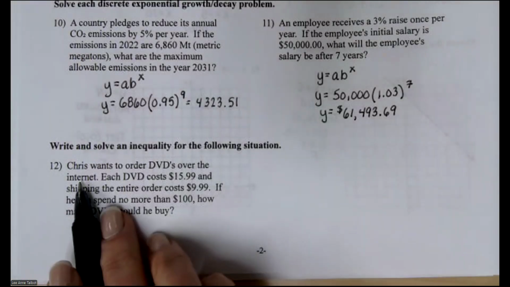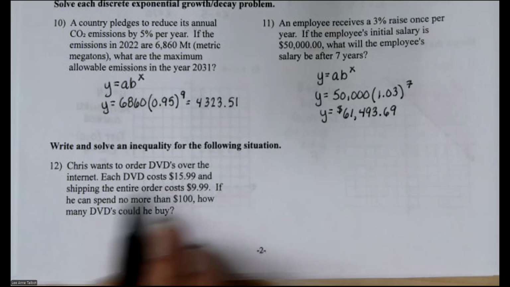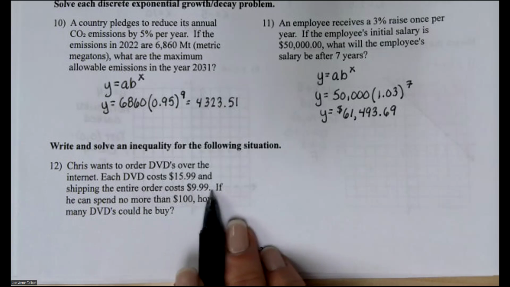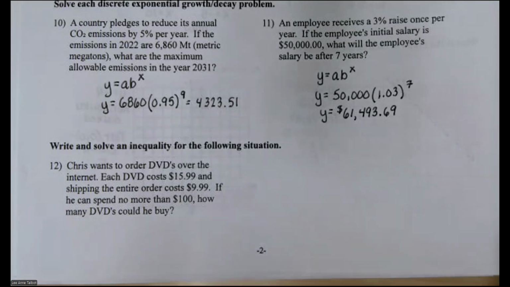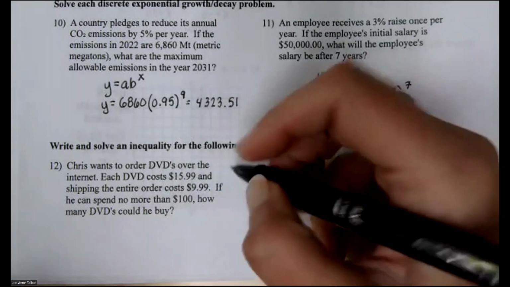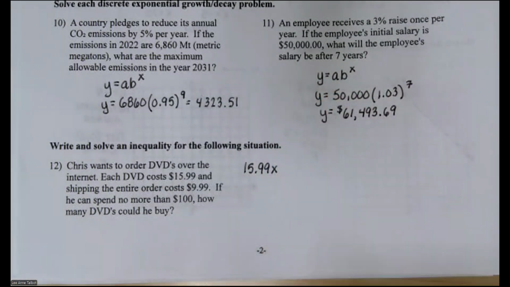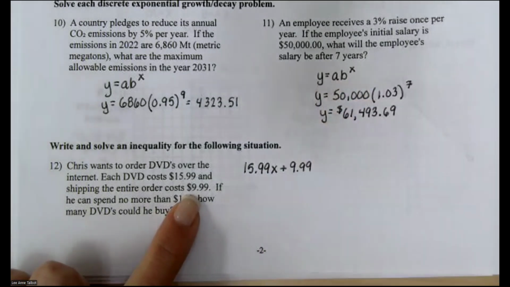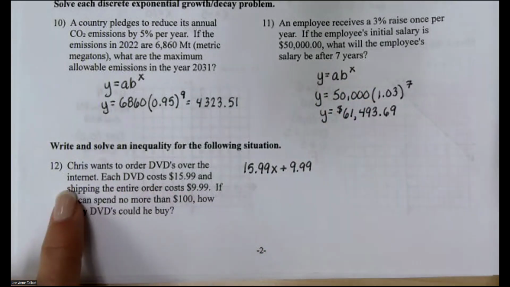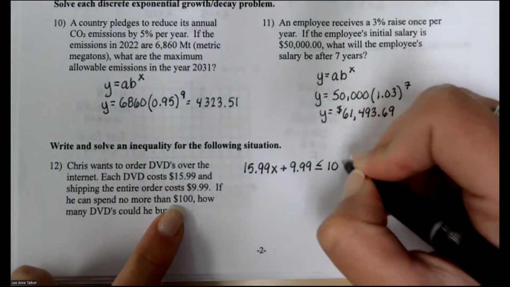Okay, last one. Chris wants to order DVDs over the internet. Creepy. Each DVD costs $15.99 and shipping the entire order costs $9.99. If he can spend no more than $100, how many DVDs could he buy? Okay, so each one is $15.99. So I'm going to say $15.99 X. That means times the amount of DVDs. And shipping is going to be an extra $9.99. And he can spend no more than $100. So less than or equal to 100.